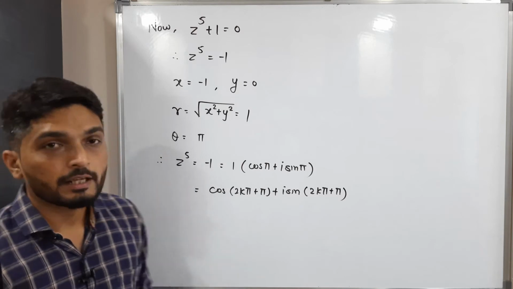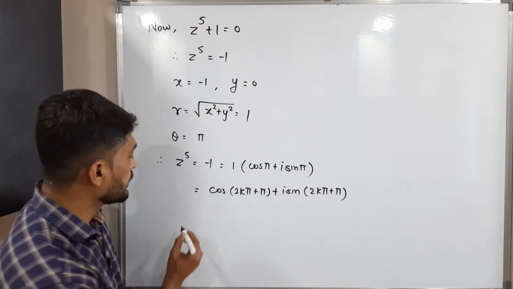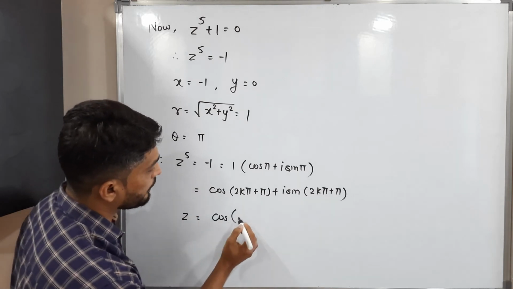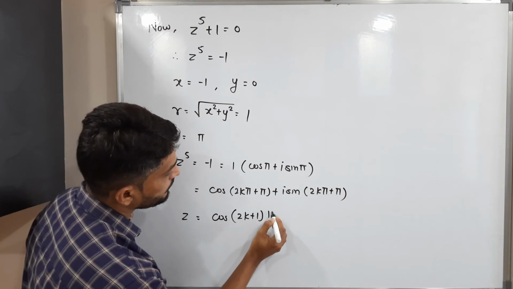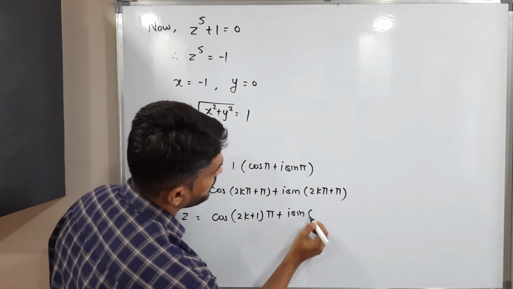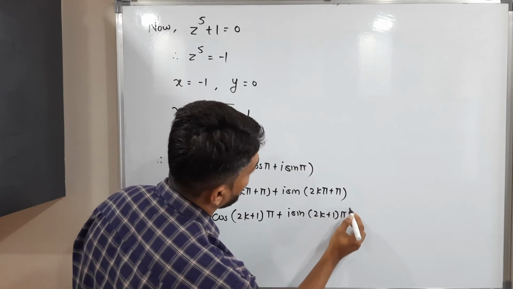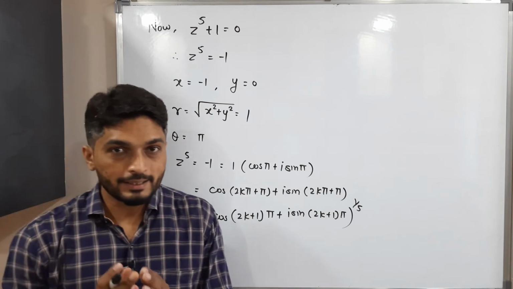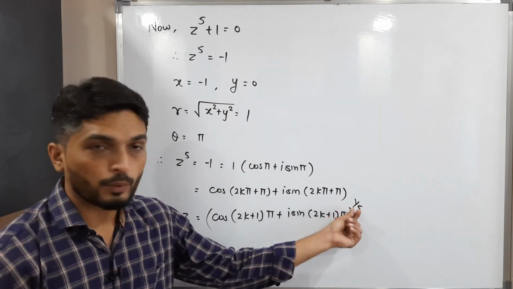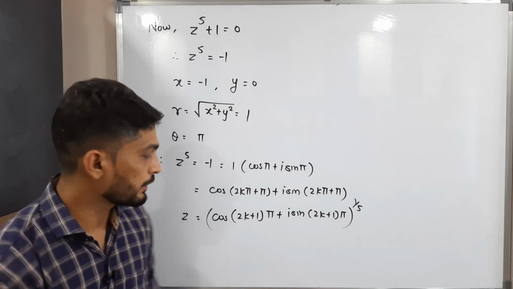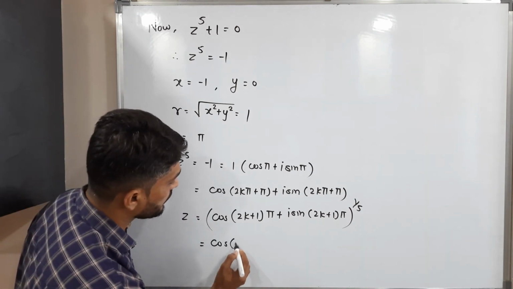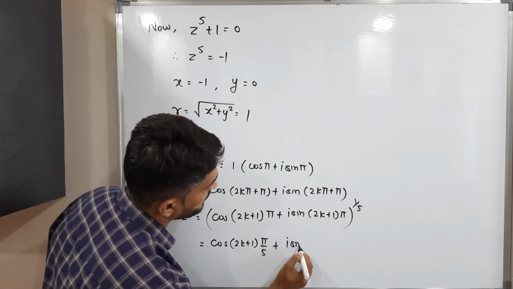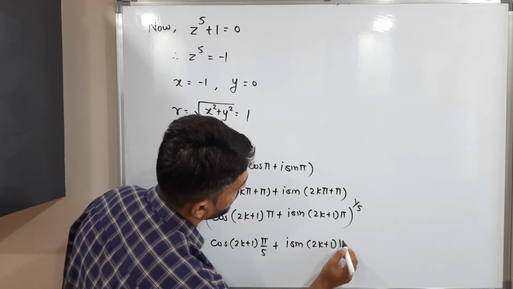After that, what will I do? I will take the fifth root of both sides. So z is equal to, by taking the fifth root here, you will have z only, and cos, let me take pi common, (2k plus 1) pi plus i sin (2k plus 1) pi, and the whole raised to 1 by 5. Again, I am going to apply De Moivre's theorem. It says you can take this 1 by 5 as a multiple of that angle. See what you will get? So this is equal to cos (2k plus 1) pi by 5 plus i sin (2k plus 1) pi by 5.